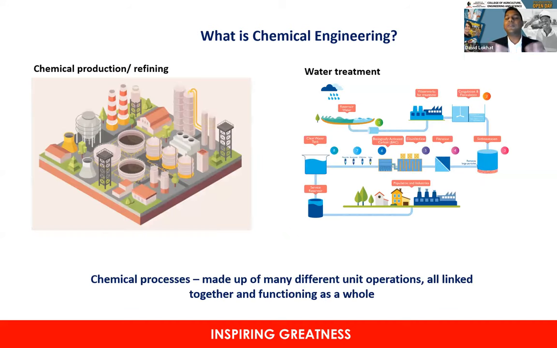Now, in any chemical process, we just went through one of those, but it could be chemical production, it could be petroleum refining, it could be water treatment, it could be even the production of fast-moving consumer goods, chemical detergents, biscuits, even soups. There's a chemical process at the heart of that. Right? And this chemical process is made up of many different unit operations. And these unit operations are all linked together and they function as a whole.